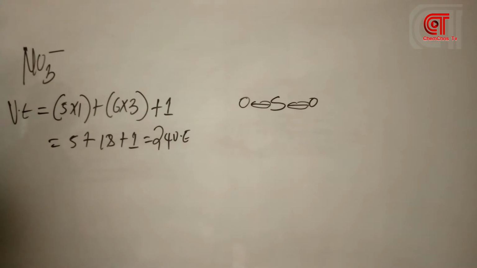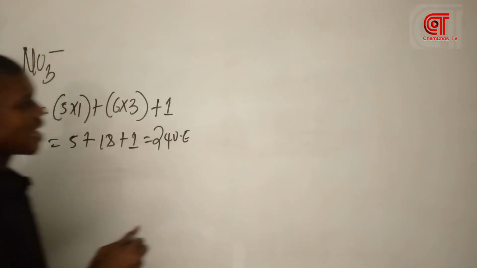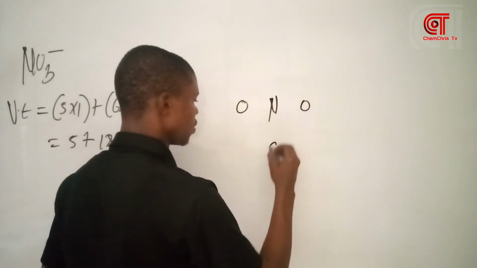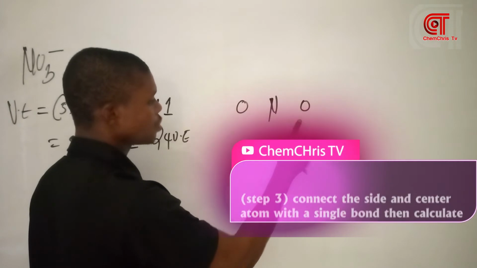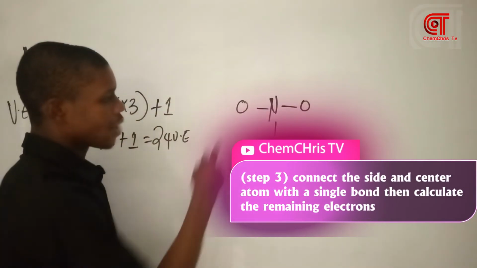Right? So remember, nitrogen will be the central atom, and the 3 oxygens will be the side atoms. So it will be oxygen, nitrogen, oxygen. This was step 2. Step 3 says to connect the side atoms to the central atom with a single bond, then calculate the remaining electrons.